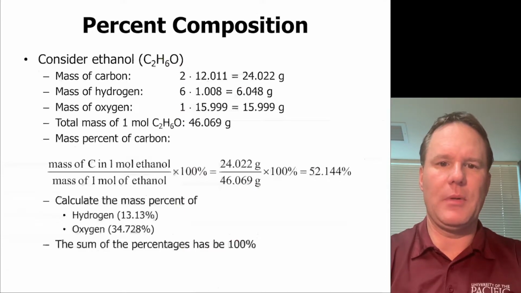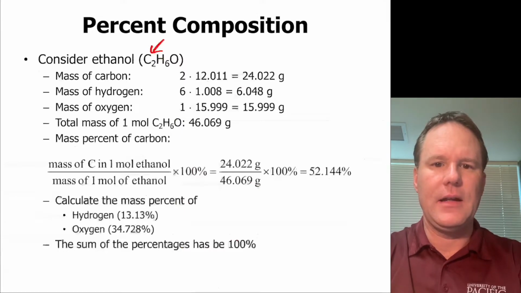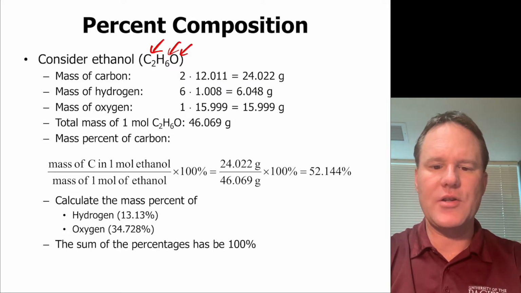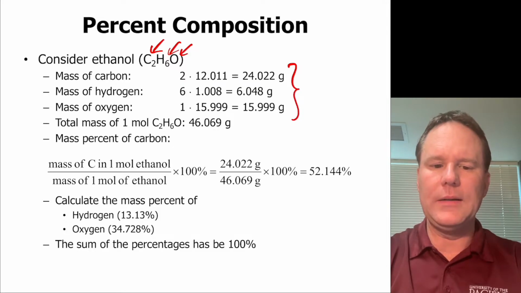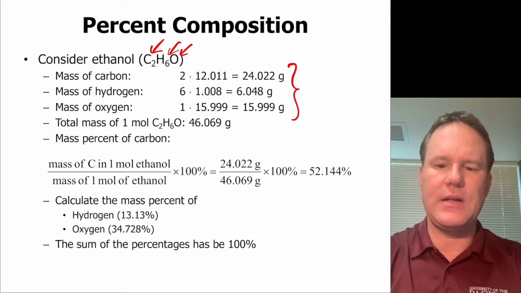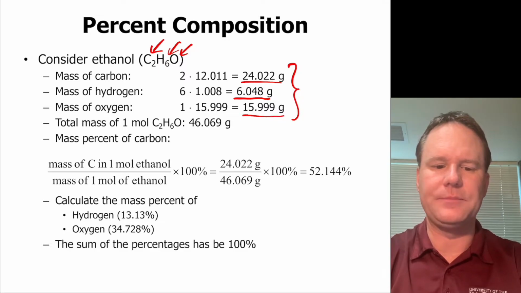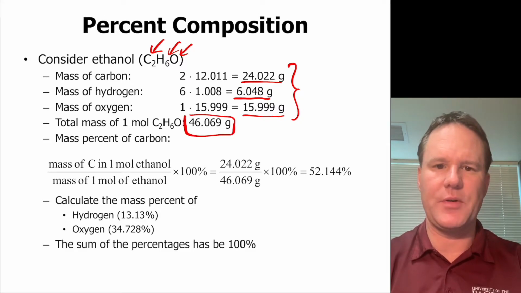Let's look at our favorite molecule, well, except for freshmen, of course, ethanol. It contains 2 carbons, 6 hydrogens, and 1 oxygen. And if you add it all up, it means that 1 mole of ethanol contains 24.022 grams of carbon, 6.048 grams of hydrogen, and 15.999 grams of oxygen. And then, therefore, if you add these 3 numbers up, the total mass of 1 mole of ethanol is 46.069 grams.